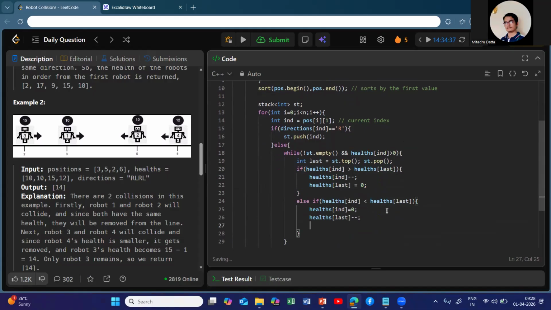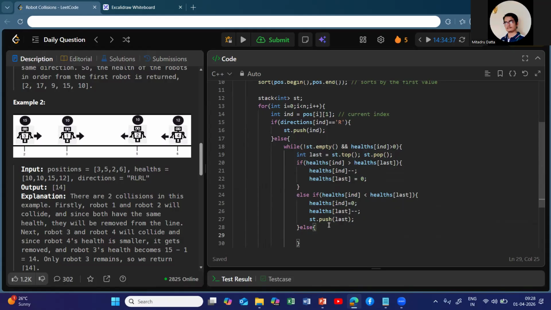But now you notice one thing: your current robot was moving towards the left and it got destroyed, also reducing the last robot's health. Initially, we had already picked up the last robot and deleted it from the stack. But it is still alive. My last robot, after fighting with my current robot, is still alive. I need to push that element into the stack. So stack dot push last.